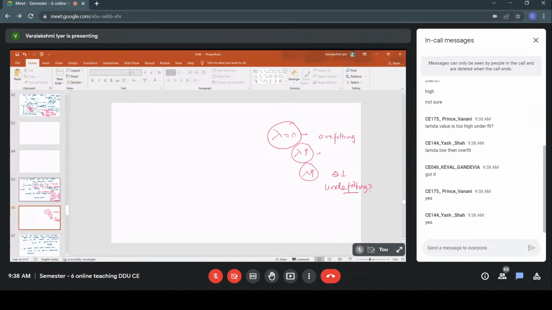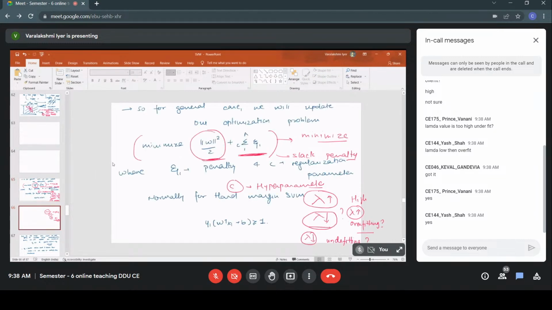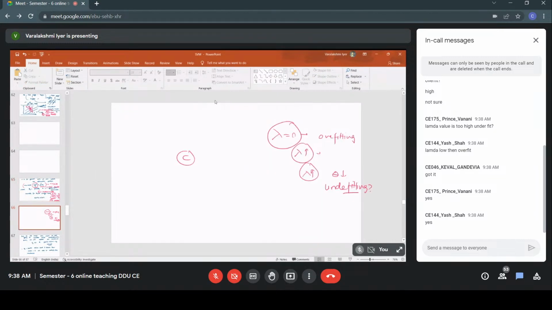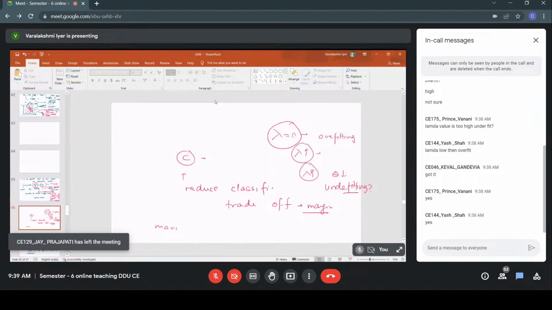So similarly, in this case also, we have C as a regularization parameter, where C is going to have an impact. What we are trying to do here is reduce our classification error with a trade-off of our margin. We want to maximize the margin, keeping in context that some classification error is happening, but we also want to ensure that the margin is as large as possible.